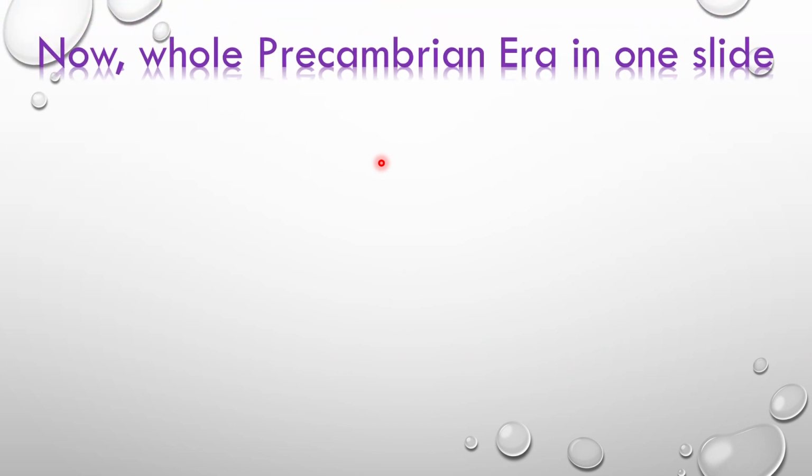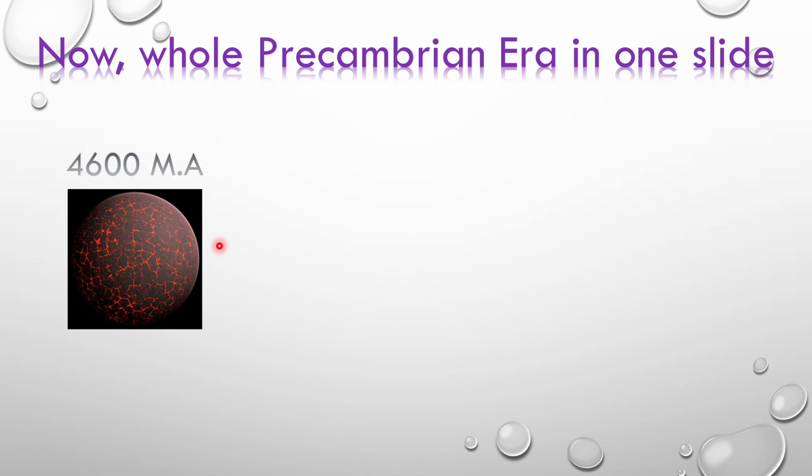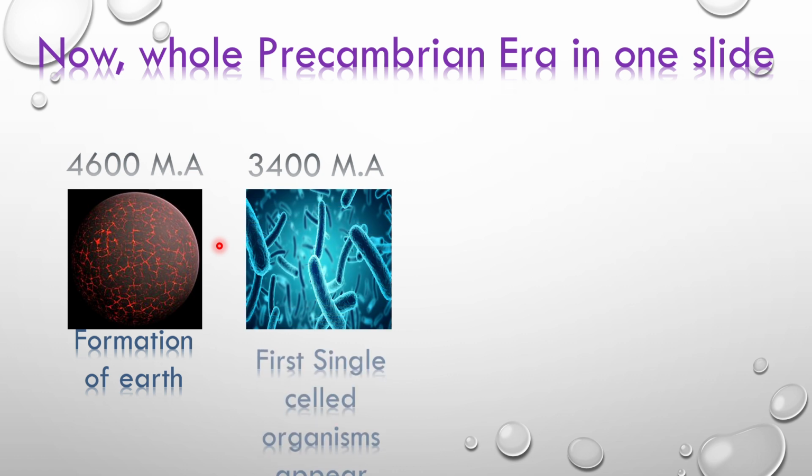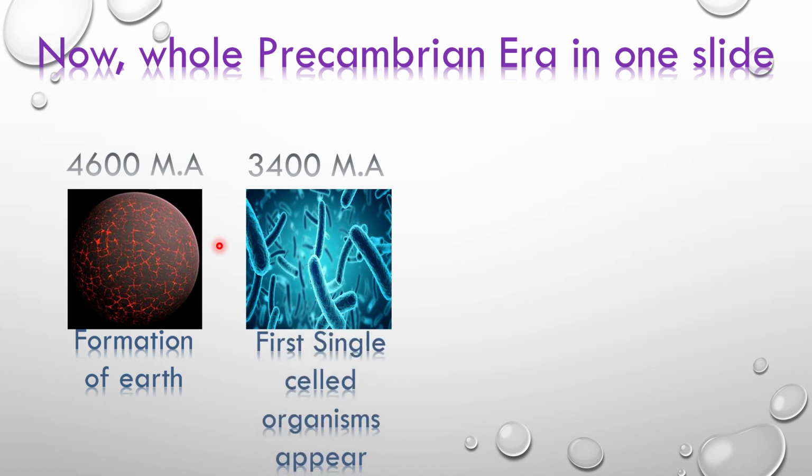Now the last slide: the whole Precambrian era in one slide. 4,600 million years ago. MA is just million years ago. Earth looked like this. The formation of Earth started. 3,400 million years ago, or 3.4 billion years ago, our first single-celled organisms appeared. Bacteria. Colenia, that we have studied, a bacteria fossil of the Precambrian era.